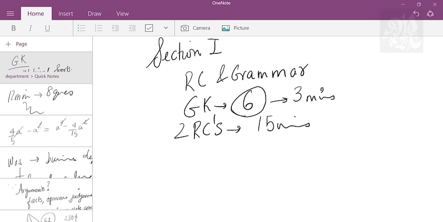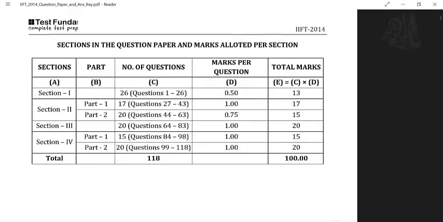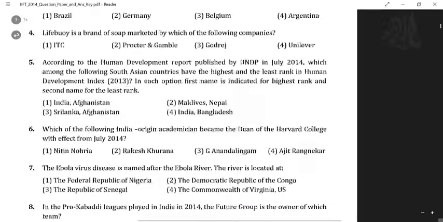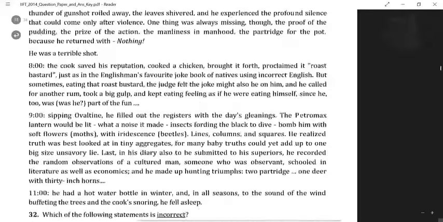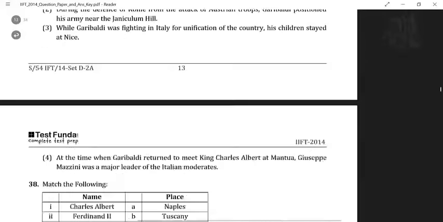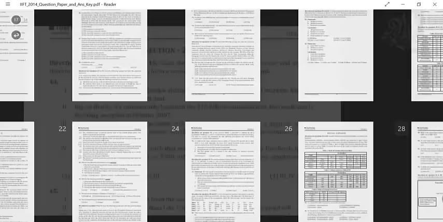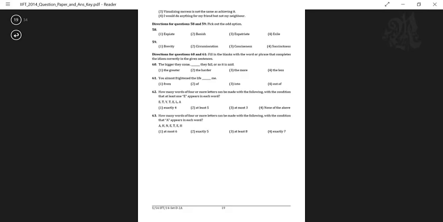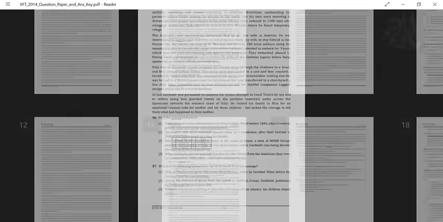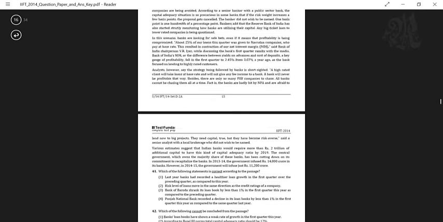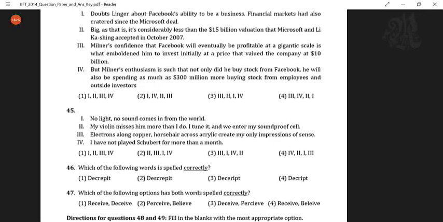We'll give 1 hour to the verbal and a little LR part, okay? So around 2 hours should be sufficient if this is a paper, because it is all fact-based, right? So section 2, part 2, is basically all about verbal ability apart from RCs.